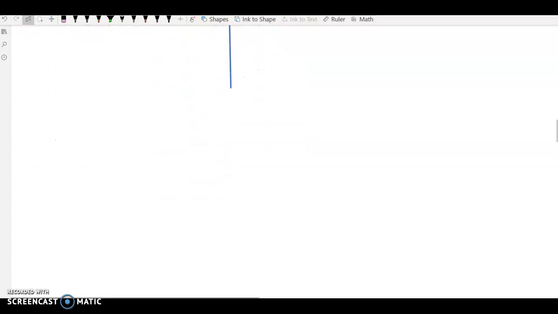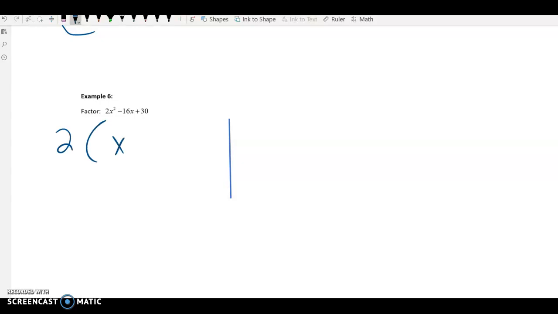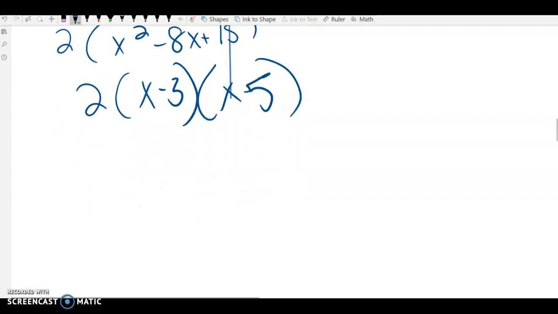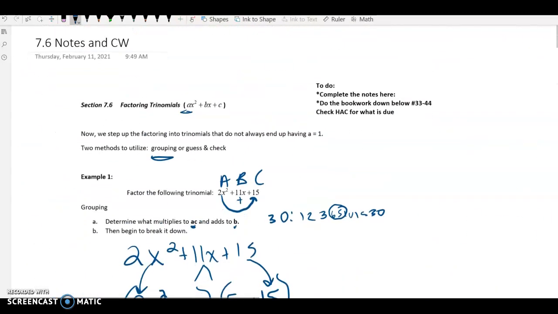Let's take a look at number 6 because there is a GCF in this one. So what we need to do first is pull out the GCF. Pulling out 2, we're left with x squared minus 8x plus 15. What multiplies to give me 15 and adds to give me negative 8? That's going to be negative 3 and negative 5. So x minus 3, just like yesterday's work, and x minus 5 with a 2 out front. All right, so this is 7-6, factoring when a is not 1.